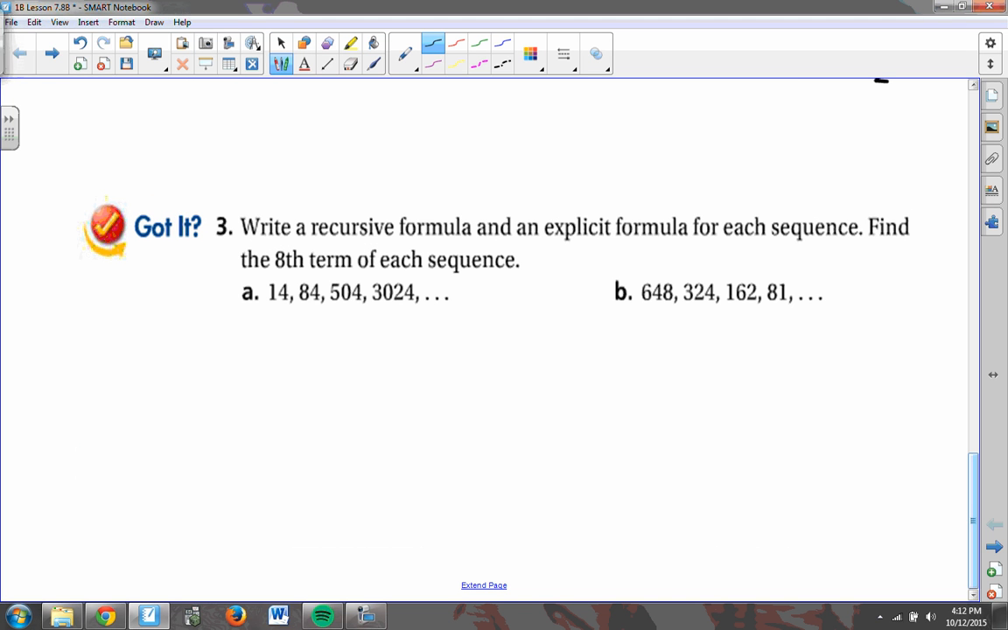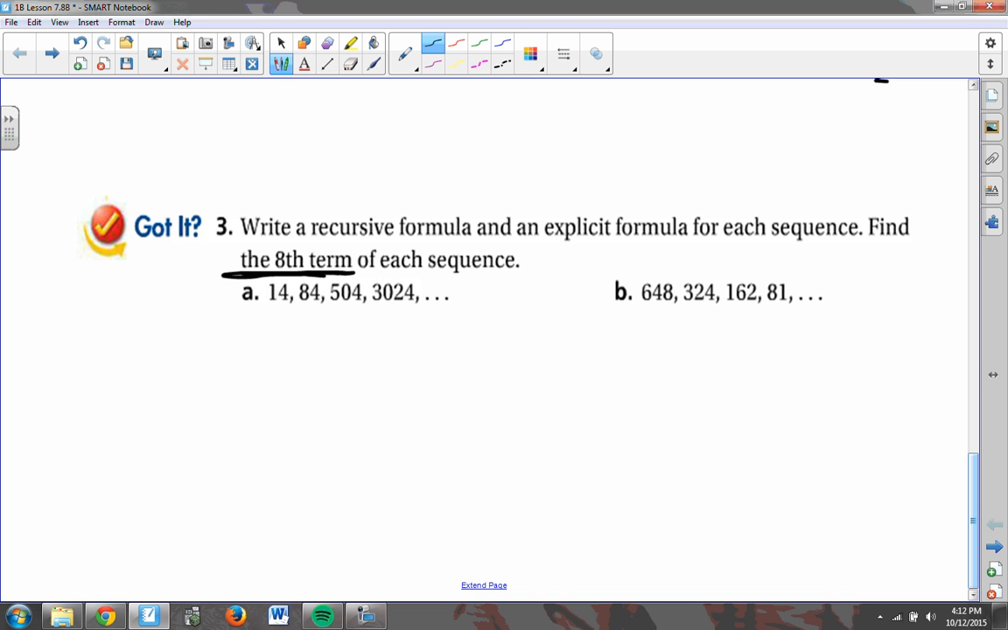All right. Let's look at this type of problem, which is another common problem that you will see in your practice problem set. It says write a recursive formula and an explicit formula for each sequence. That's exactly what we just did in the last example, but now they also want us to add in here finding the eighth term. Okay? So now we're actually going to do this together. So letter A, let's do that one together, and then I will let you do letter B on your own.